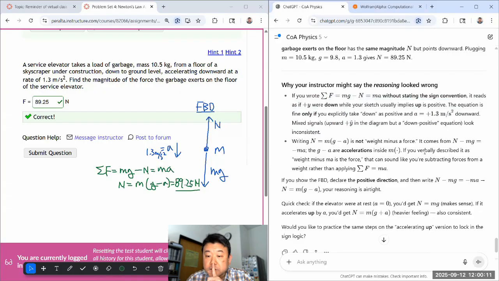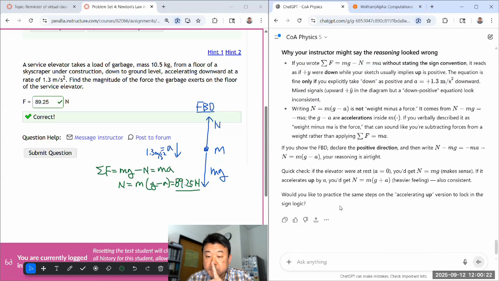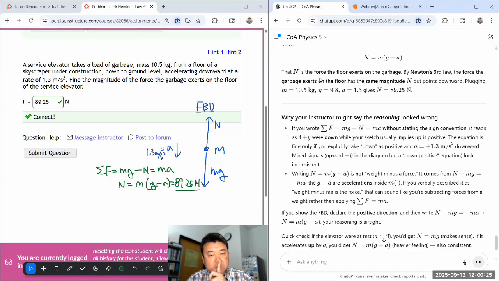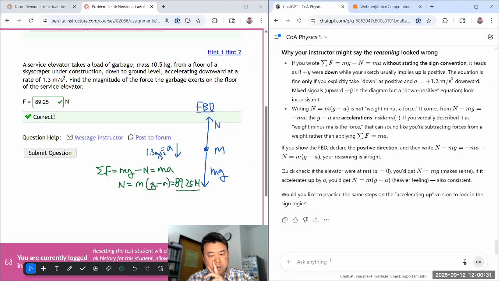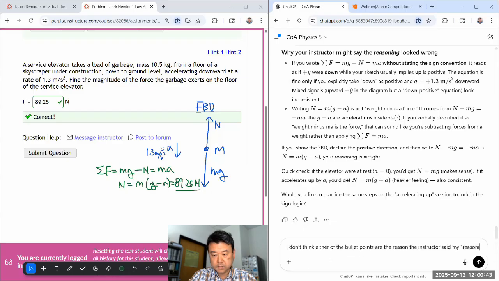It mentions the acceleration and weight minus N, the free body diagram, declare the positive direction, you're in an elevator or at rest. So it did mention this, but let's say as I'm reading through it, I missed it. I don't think either of the bullet points are the reason the instructor said my reasoning is wrong, but he kept saying that's not what the question asks.